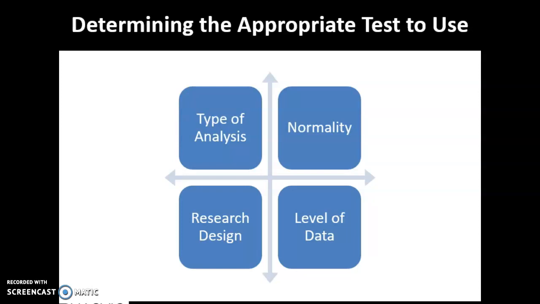Research design is another thing to consider when choosing the test, as you need to think about whether it will be dependent, which means repeated measures will be used on the same group of participants, or independent, which is when you would use two different groups of participants. You must then think about the level of data, as the data will either be nominal, ordinal, or continuous.